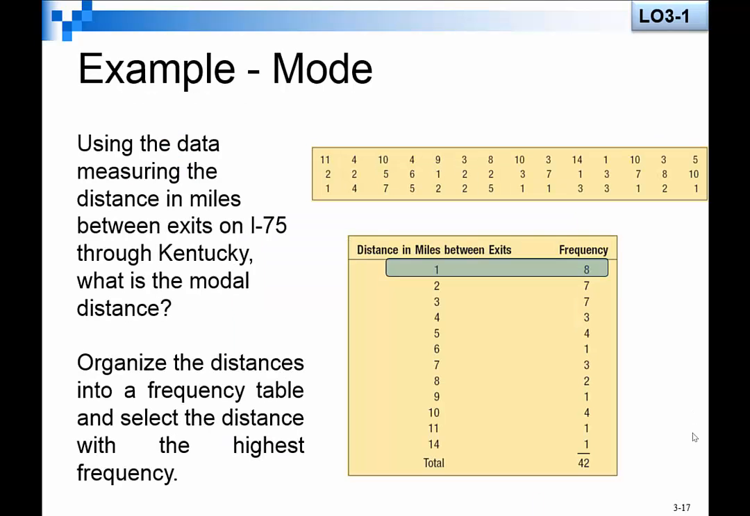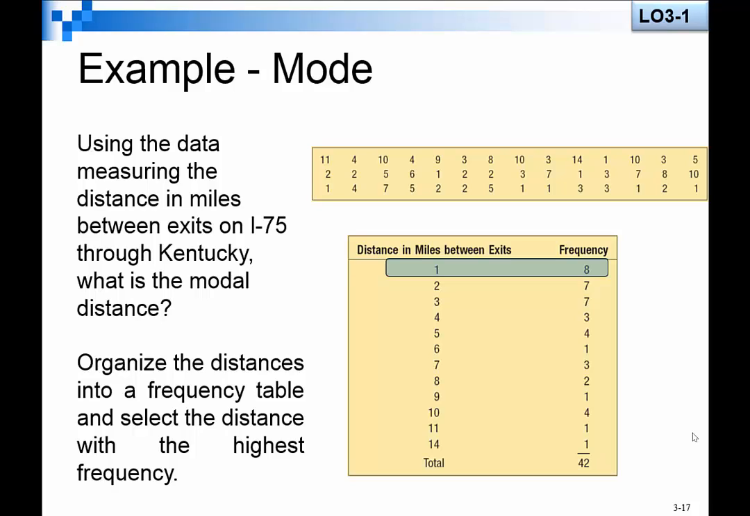And here's another example. Here we have the exits on I-75 that we looked at in a previous screencast, and they've organized the distance into a frequency table. If you look at this, there were 8 exits that were 1 mile apart from the next one, and that one happens the most times. So our mode in this case is 1 because 1 shows up the most times.